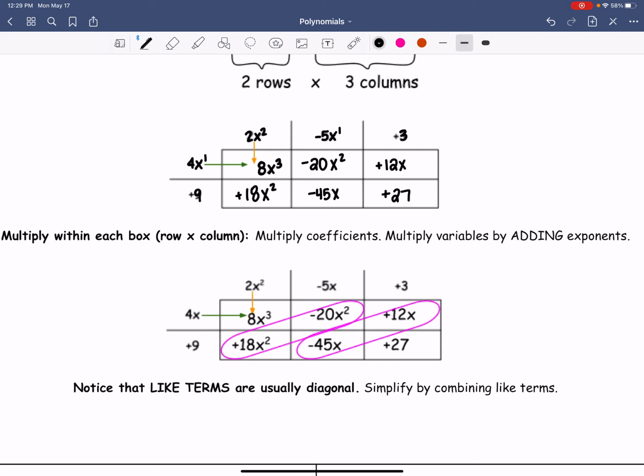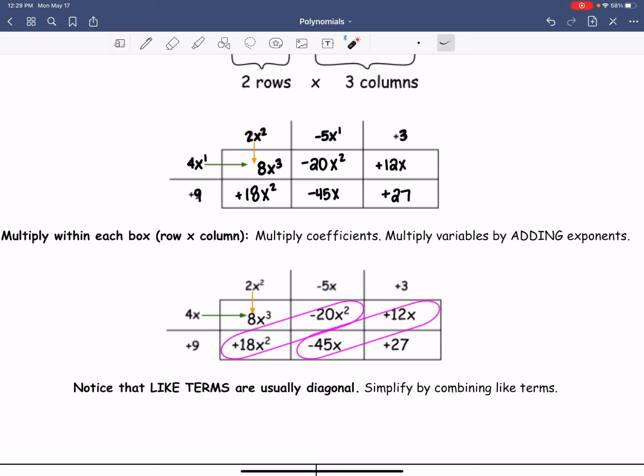So we have an 8x to the third power, we have x to the second power, we have another x to the second power. So those x to the second power are like terms because they both have the variable x that has the exponent 2. Then we have a 12x and a negative 45x. Since those both have an x just to the first power, those are like terms as well.